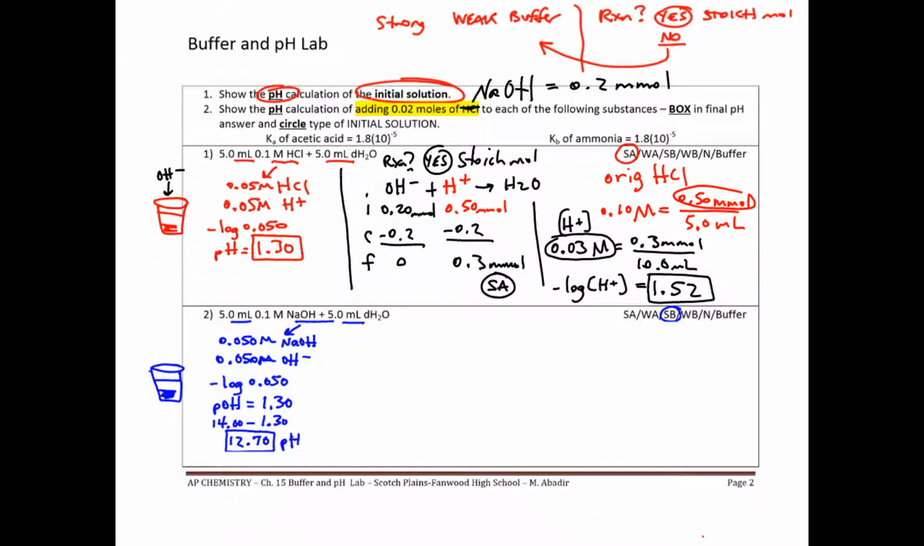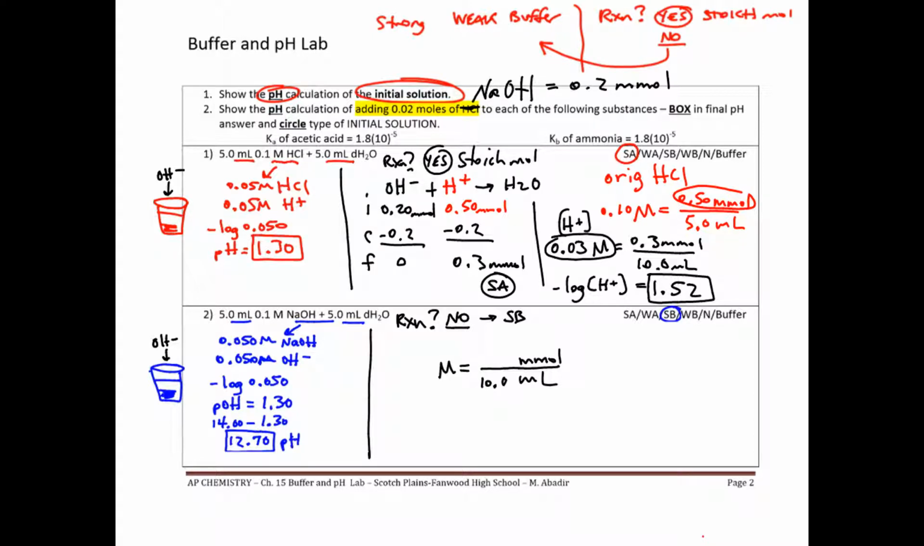Okay, now we're going to add OH minus into this beaker, and this beaker already has NaOH in it. So the question is, is there a reaction between a strong base and a strong base? The answer is no. So what do I have? I have a strong base. When I do strong base, I do molarity equals moles over liters. So I'll do millimoles over milliliters. The total milliliters is 10.